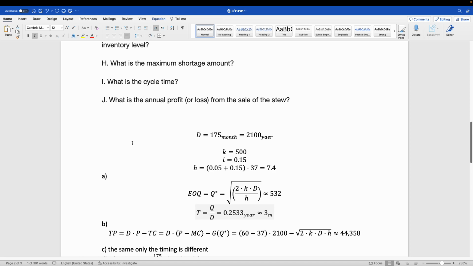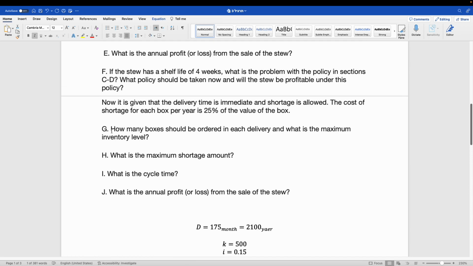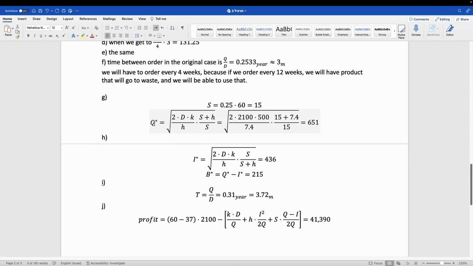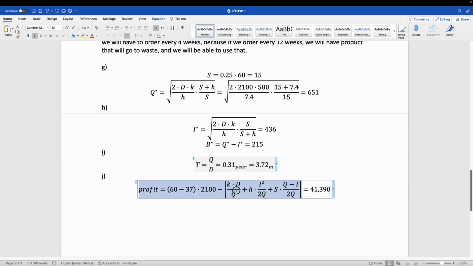So for the following question: how many boxes should be ordered, what is the maximum shortage amount, what is the cycle time, and then the profit. This is the order amount, this is the maximum amount we have in stock, this is the maximum shortage amount, and this is the cycle, meaning every 3.72 months or every 0.31 year. And the profit is really easy. There is the formula, I just wrote it out, and you just plug into the formula and see the result.